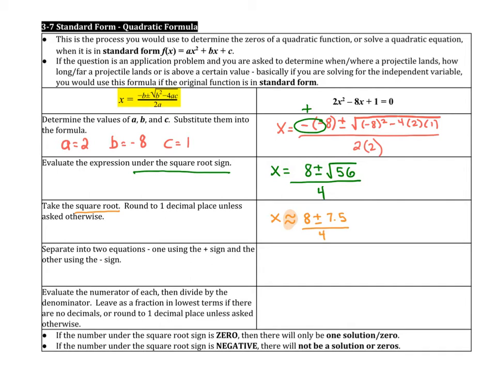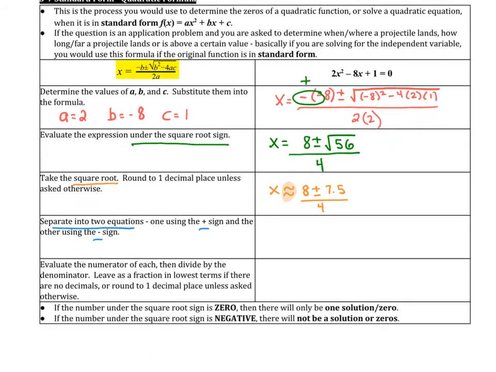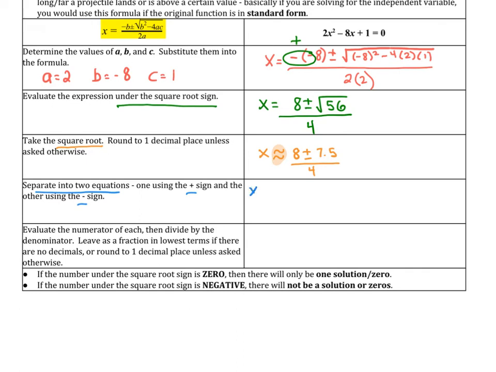Now what we're going to do to find the two solutions, this is where you separate them into the two equations, one using the plus sign and one using the negative sign. So your first solution is going to be found by taking 8 and adding 7.5, over 4. The other solution is going to be found by taking 8 and subtracting 7.5, over 4.